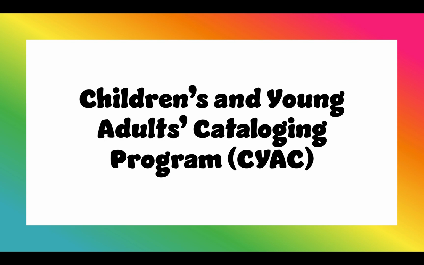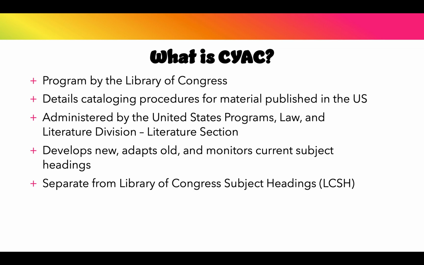So, the Library of Congress has developed a program specifically for children and young adults called the Children's and Young Adults Cataloging Program, or KYAC for short. This program details the cataloging procedures for materials published in the United States. It's administered by the Literature section of the United States Program's Law and Literature Division. KYAC develops new, adapts old, and monitors the current children and young adult subject headings. It's also important to note that KYAC is completely separate from the Library of Congress's subject headings.